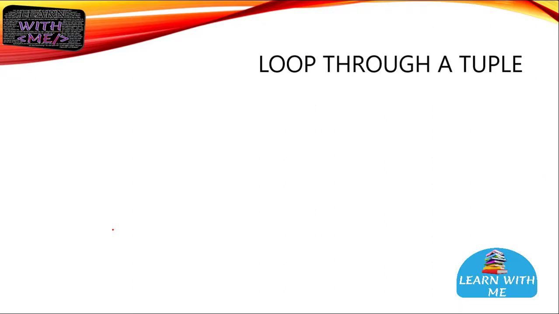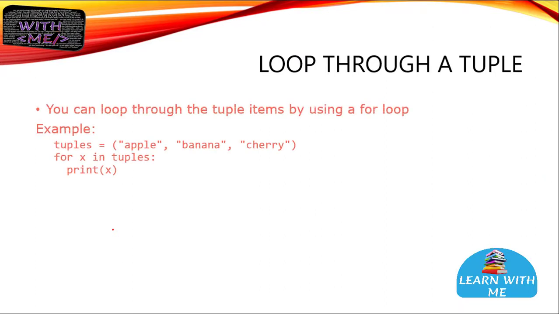How to loop through a tuple? There are two loops: the for loop and the while loop. We can loop through it like this: we have a variable tuple which has the fruits apple, banana, cherry, and we are using a for loop with the keyword in. When we print the output of this program, we get apple first, then banana, and then cherry.